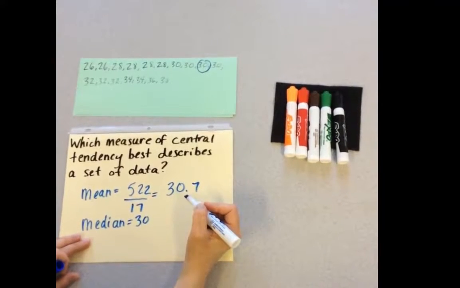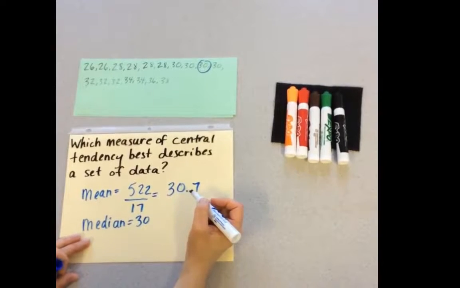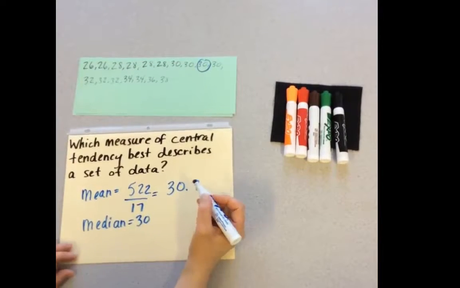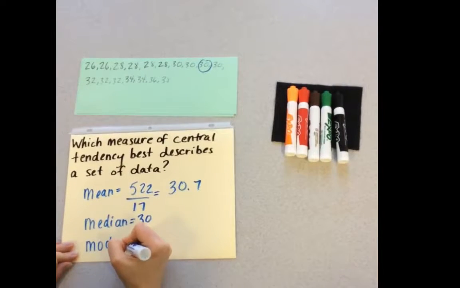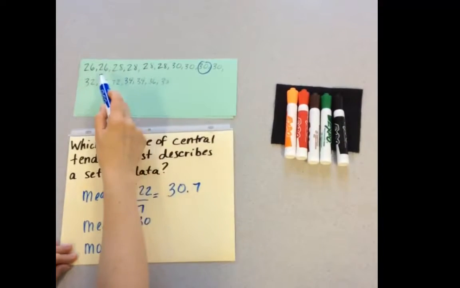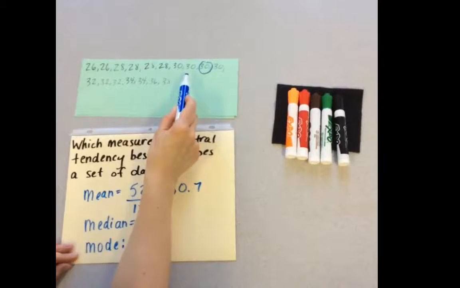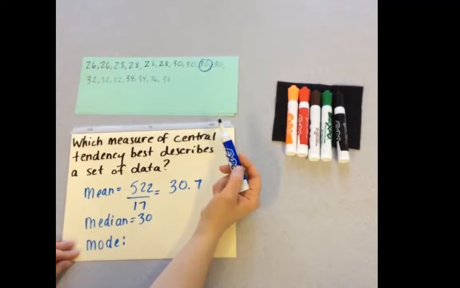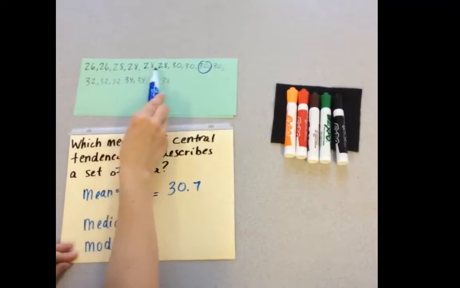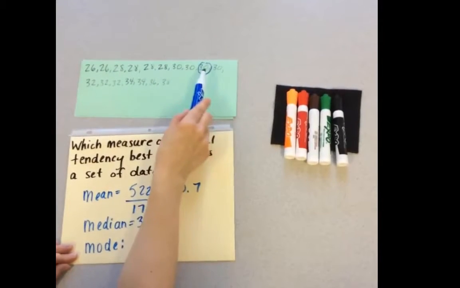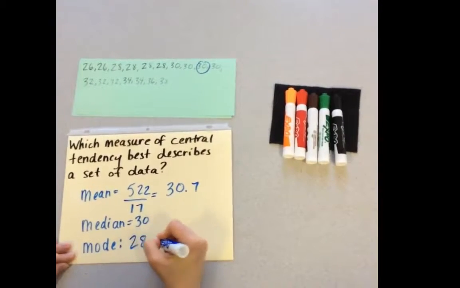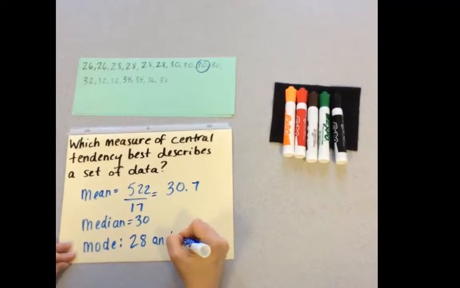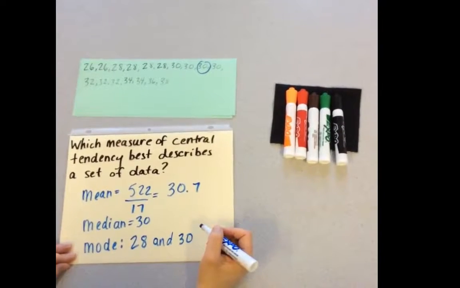Now we must calculate the mode. Don't forget, the mode is a number that occurs the most often. But there are two numbers that occur the most often. So there are two modes. In this case, 28 appears 4 times and 30 appears 4 times. So the mode is both 28 and 30.